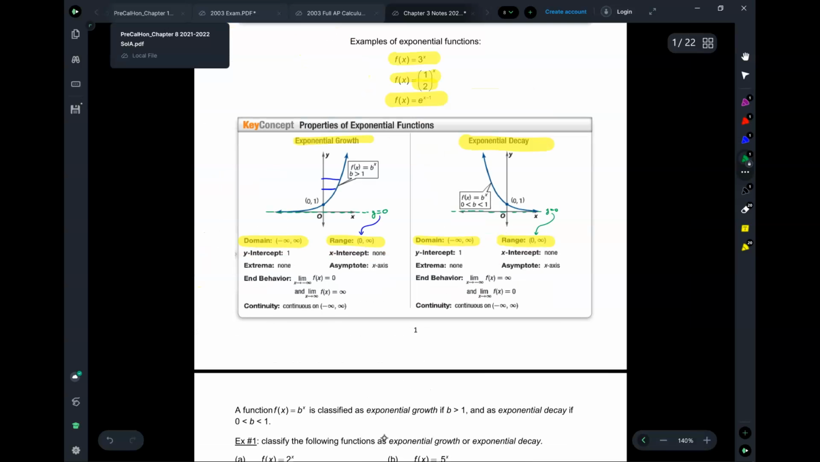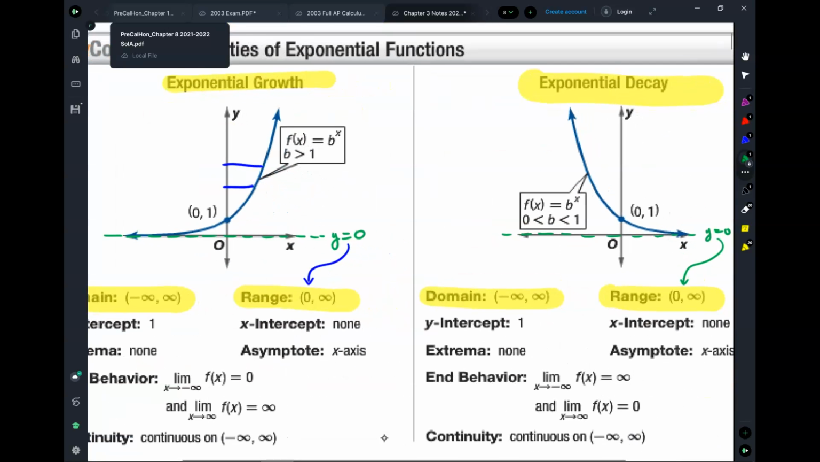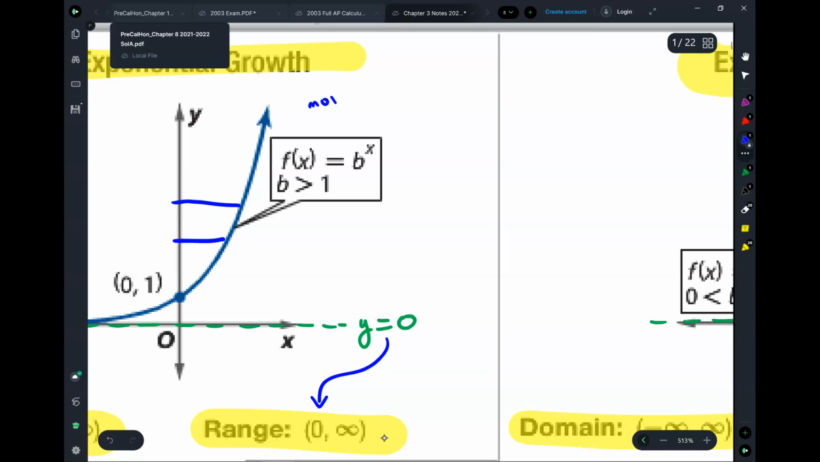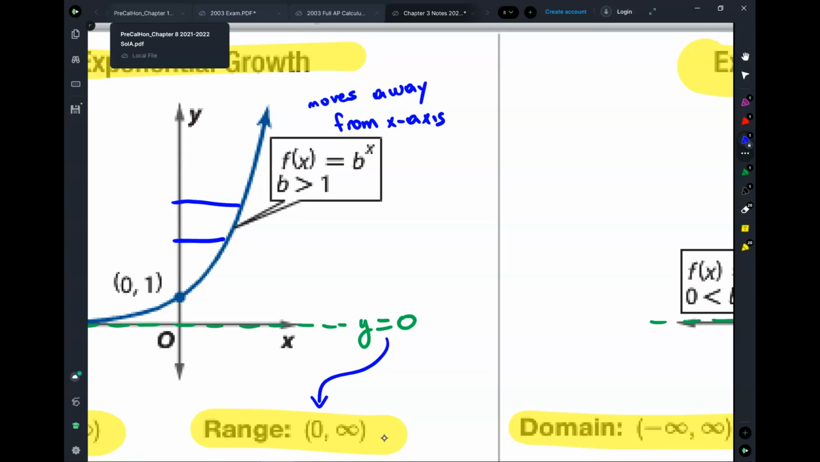Okay, now, one very, very important thing. As you move to the right-hand side, when x's are increasing bigger and bigger and bigger, for exponential growth, the graph goes away from the x-axis. So it moves away from the x-axis. And it could be either above or below.